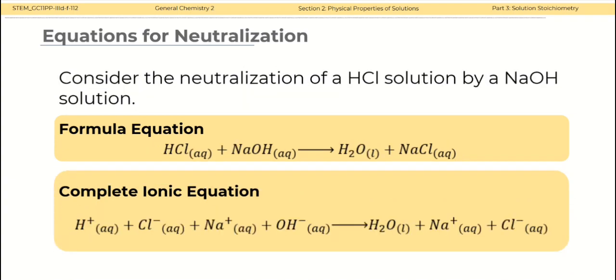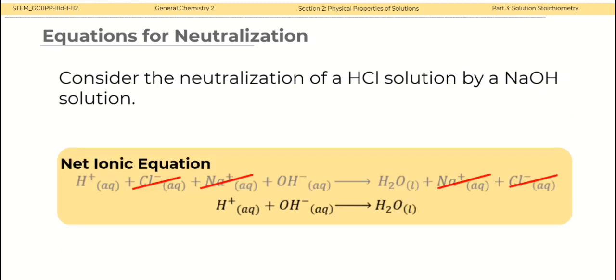Consider the neutralization of a hydrochloric acid solution by a sodium hydroxide solution. The formula equation shows the reaction of aqueous hydrochloric acid and sodium hydroxide solutions to form water and aqueous sodium chloride. For the complete ionic equation, hydrochloric acid, sodium hydroxide, and sodium chloride are dissociated into ions. For the net ionic equation, only hydrogen and hydroxide ions are left as the reactants and water as their product. This equation is the same for any neutralization reaction in aqueous solution.